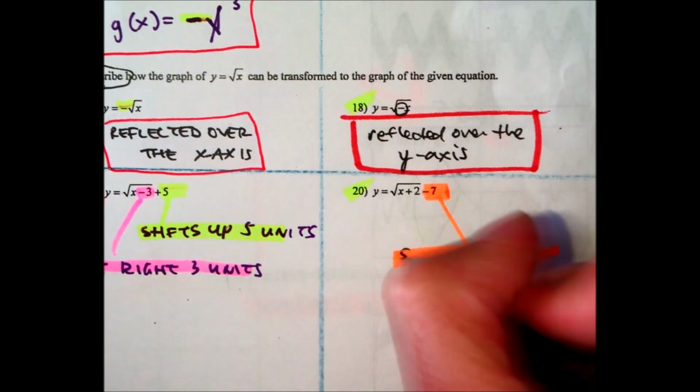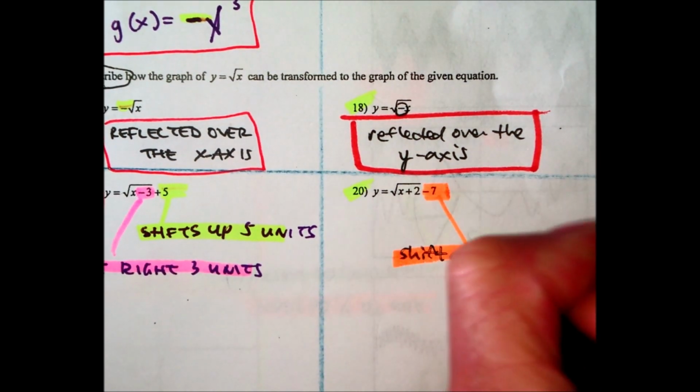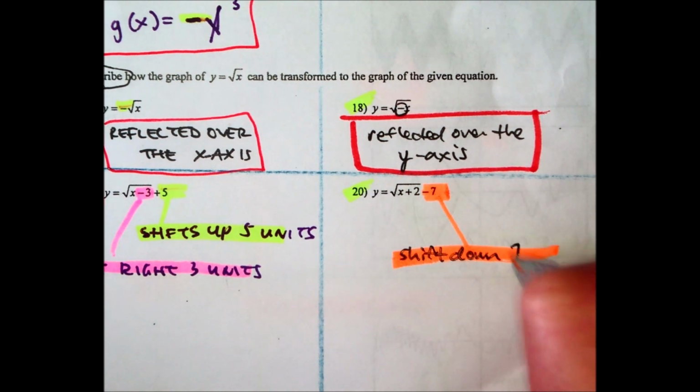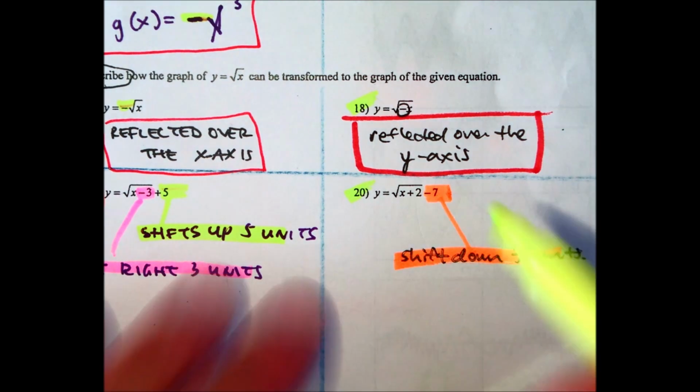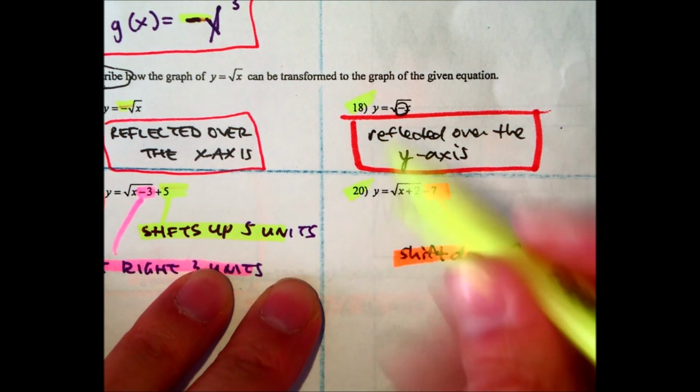Shift down. How many units? 7 units. Okay. Don't say anything.